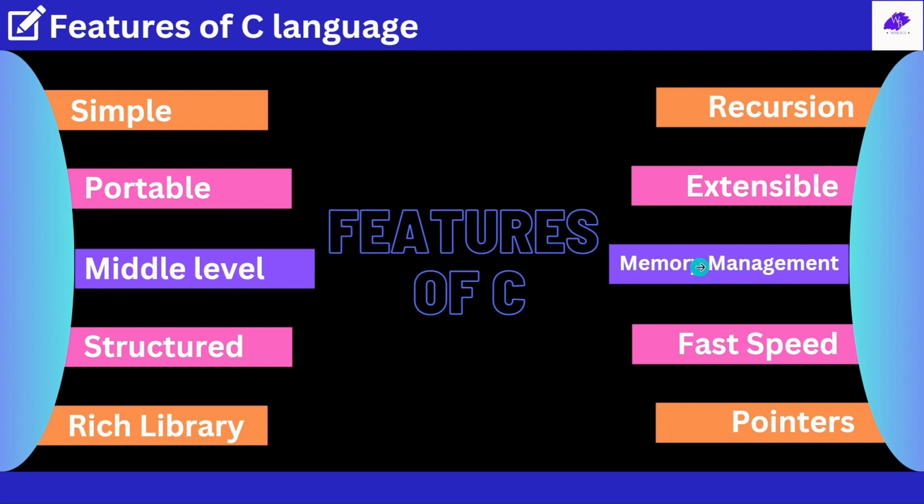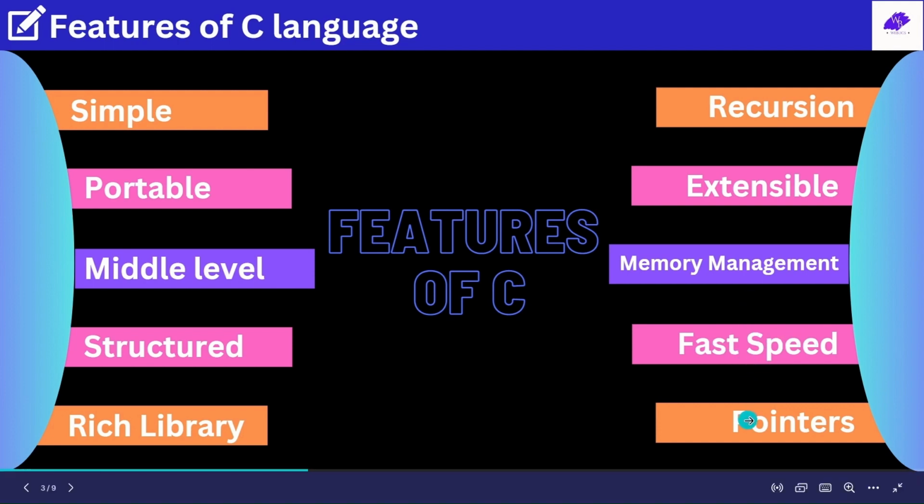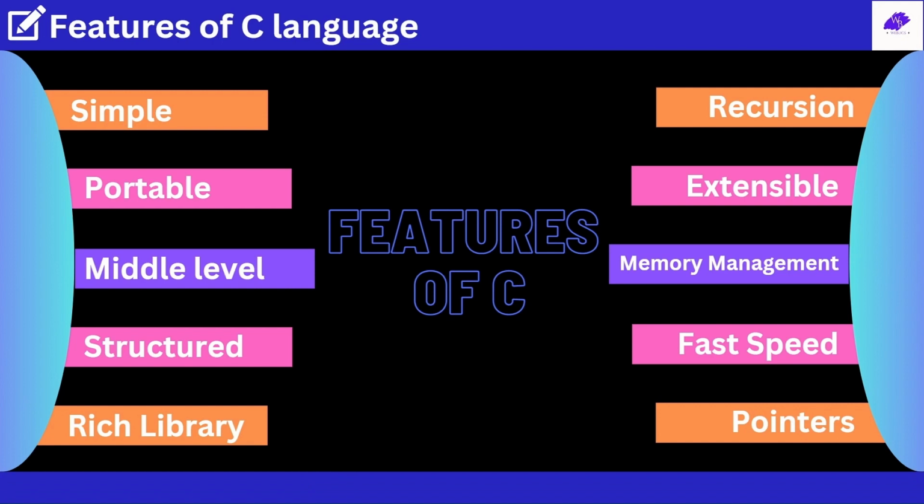Memory management. Memory management includes pointers, so that at runtime you can allocate memory to any process, and you can also free that memory at the time you require. So memory management is also a feature of the C language. It is fast and speedy. Next is pointer. A pointer is a memory address that any particular variable is assigned. So it will give you the address of any data which is stored in your program.